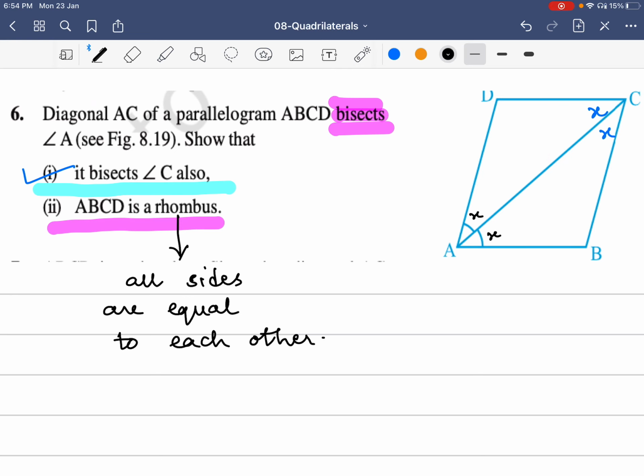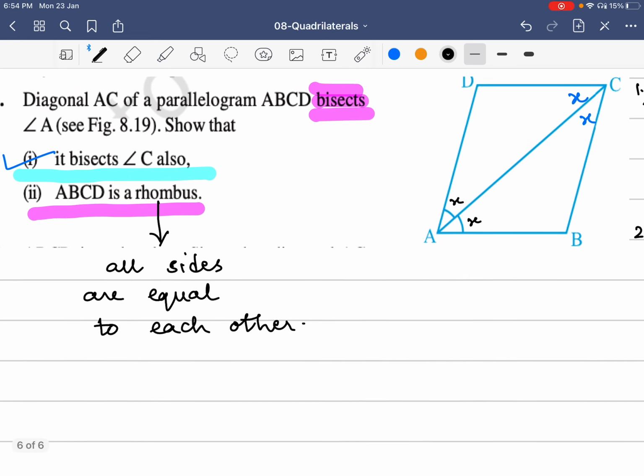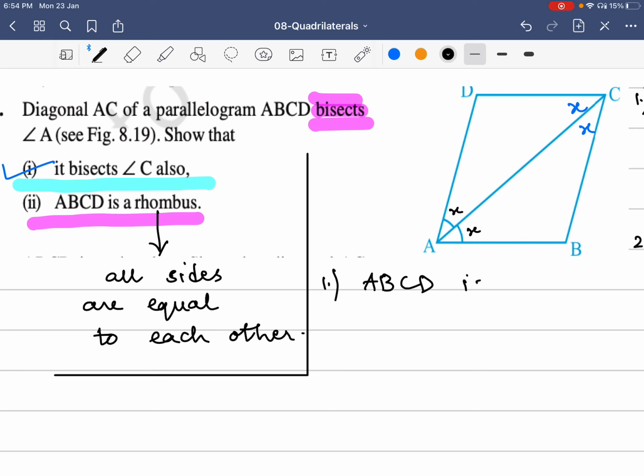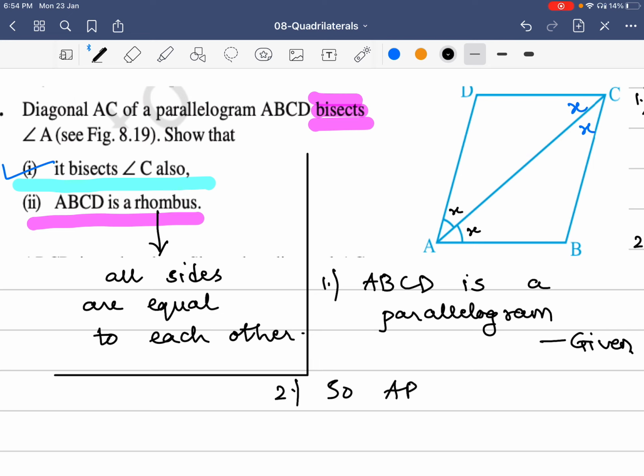Okay. So, if in a parallelogram, let me in fact write it down here because this is an important statement. Let's draw a line here. Yes. So, point number 1, that ABCD is a parallelogram. This is a given piece of information. So, AB is equal to DC. And AD is equal to BC.